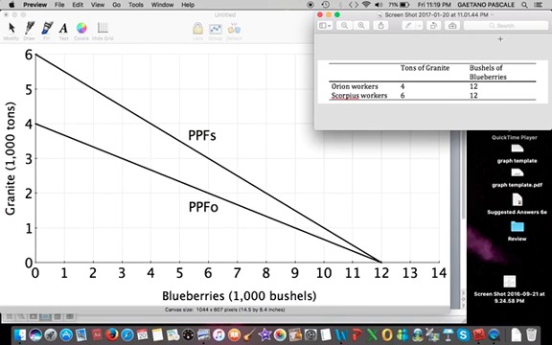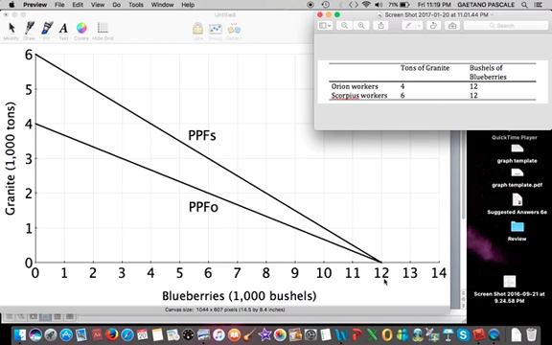We just multiply the worker productivity per month by how many workers there are. So for Orion, each worker is capable of producing 4 tons of granite. There's 1,000 workers. That means that if all the workers are used in granite production, they will be able to produce 4,000 tons of granite. If all those workers are instead allocated to blueberry production, each worker can produce 12 bushels of blueberries, multiply that by 1,000. So if all workers are used to produce blueberries in Orion, production of blueberries will be 12,000 bushels.